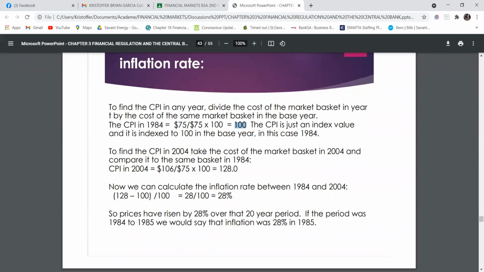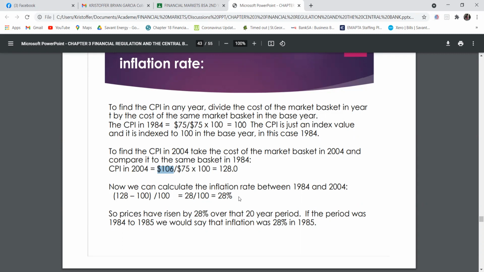And then nung 2004 naman, 106, syempre may pinagbabasehan ka na eh. Dito kasi wala ka pang pinagbabasehan. So ang base year mo is the current year. Pero dito, yung 106 mo na nagastos, ano na yung basis mo? 75 siya. And then 128. Okay? So kung dati 100, ngayon 128 na yung CPI. So ano na yung inflation rate between 1984 and 2004? So 128 minus 100 divide 100 is equal to 28%.